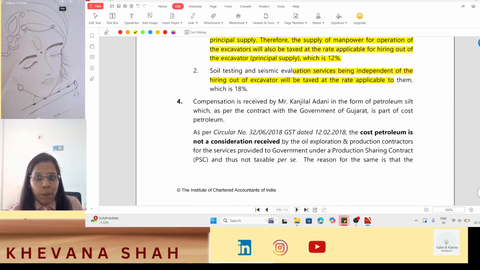See here, compensation received by Mr. Kanjilal from the government is part of cost petroleum that they have mentioned. Now, as per circular, cost petroleum is not a consideration received by the oil exploration production contractors for the services provided to government under production sharing contract and thus not taxable per se. So in this circular, it is clearly mentioned that whatever cost petroleum you are receiving as a part of consideration is not taxable. Okay, it is not a taxable consideration.